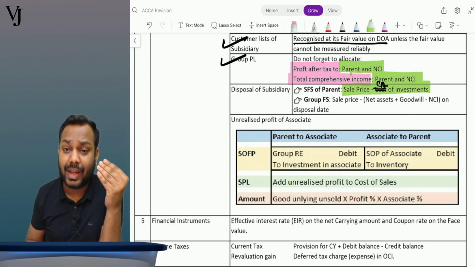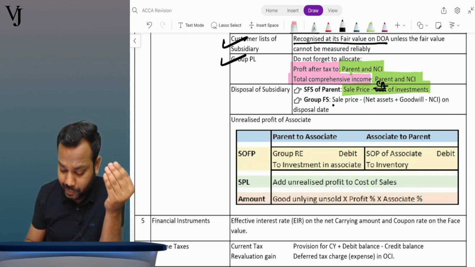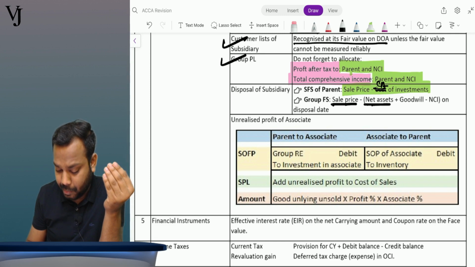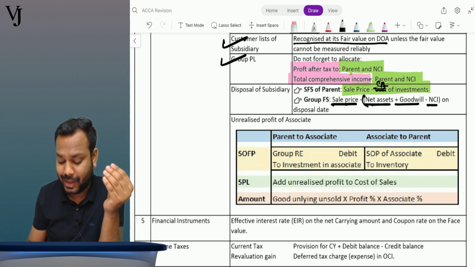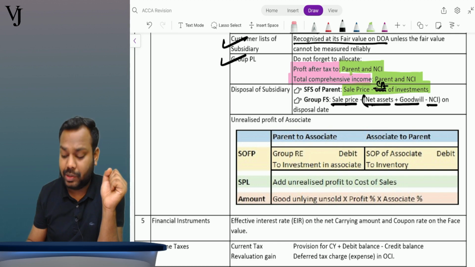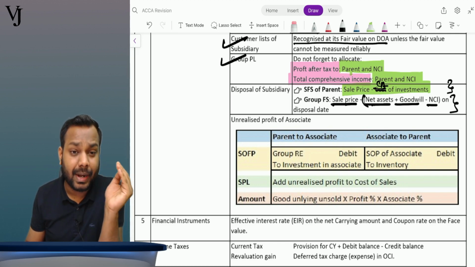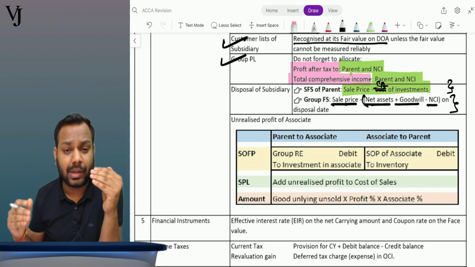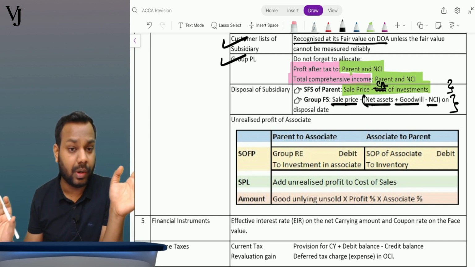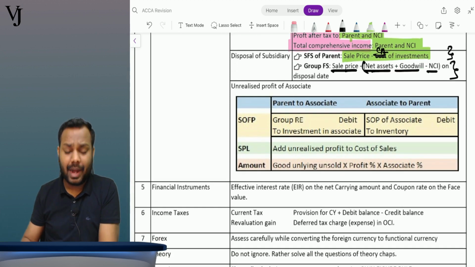But in the CFS, in the group financial statements, this is what you will do: sale price minus net assets, in the bracket, net assets plus goodwill plus NCI on the date of acquisition. So this is what you will recognize in group FS, and this is what you will recognize in the separate FS of the parent company. Any gain or loss to be recognized in the subsidiary books? No.